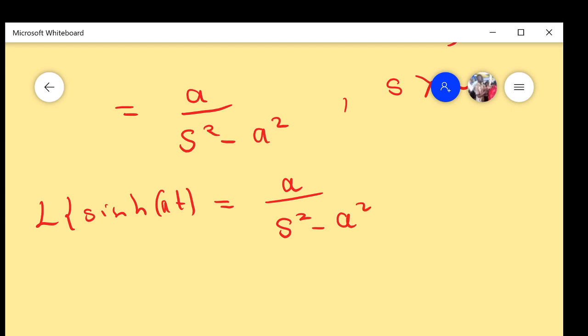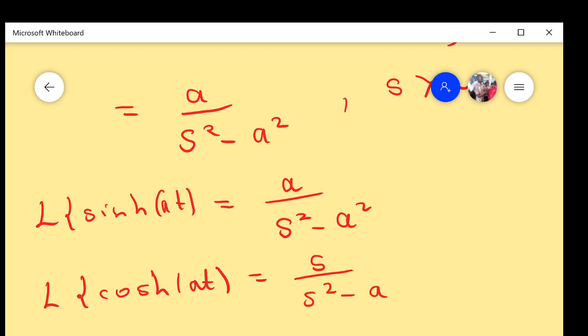If you go through the same process for the Laplace transform of cos at, you are going to get s over s squared minus a squared. This, I ask you to verify and give your comments in the comment section.